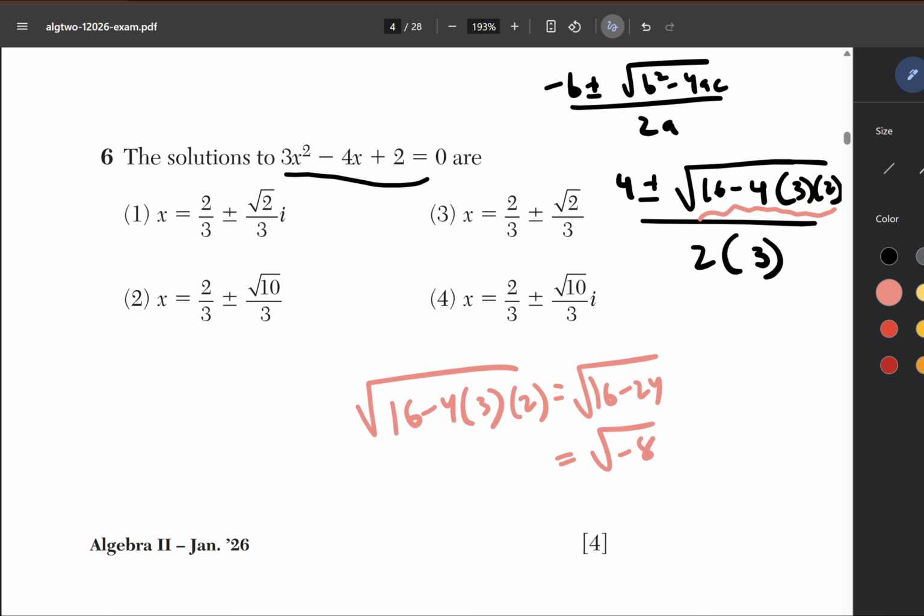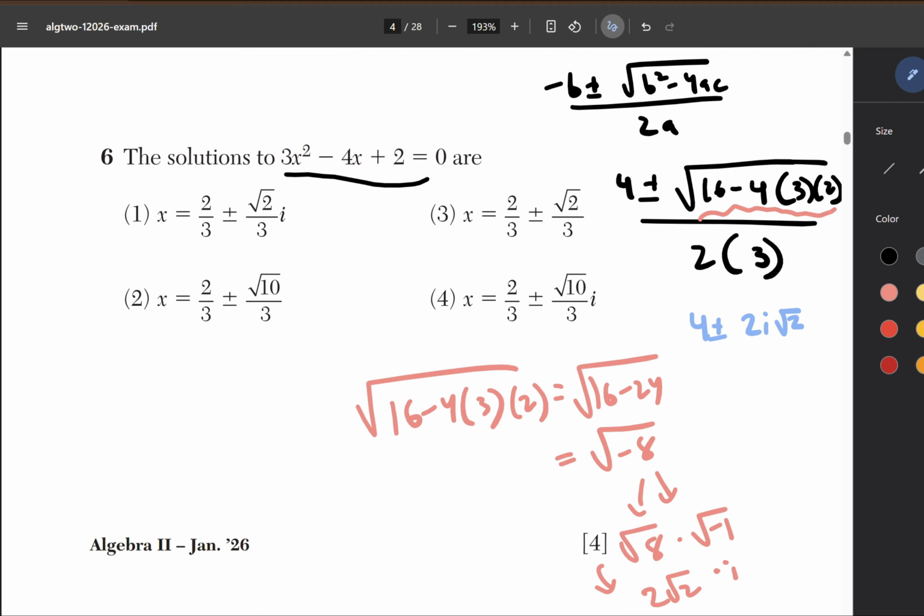What we do know is that this can be broken down into the square root of 8 times the square root of negative 1. That is a property that you just have to know about square roots. And this I can actually solve. So rad 8 simplifies to 2 rad 2, and the square root of negative 1 is, well, i. So what we're really working with in this problem is 4 plus or minus 2i rad 2.